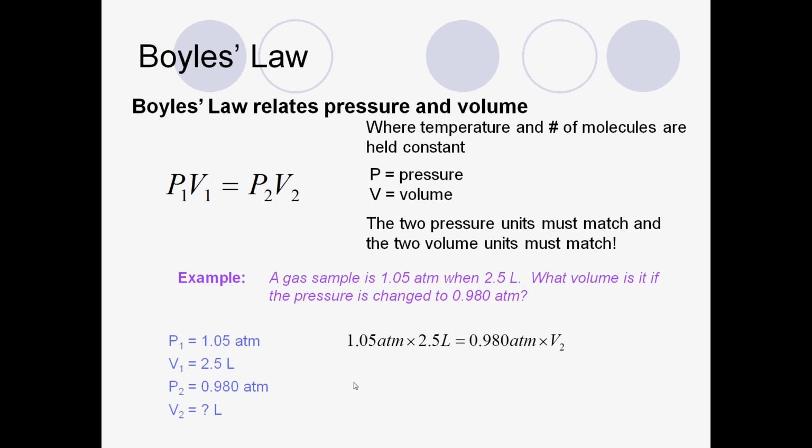We'll plug them in, and again you can take these two numbers, multiply them, divide by this number. You can rearrange the equation, whatever's easiest for you. Do the multiplication and division. We get 2.7 as our final answer. We've got 3 significant figures, 2 significant figures, and 3 significant figures, so this is a correct answer, and that would be our final answer for Boyle's law.